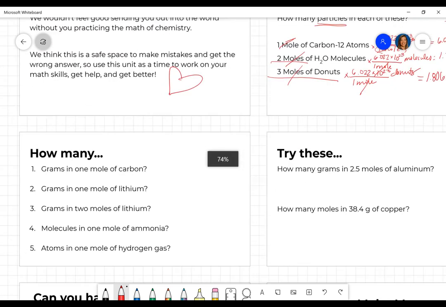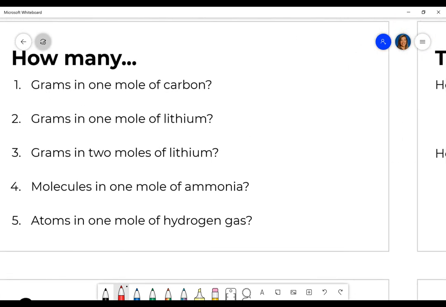Let's keep going. Let's just do a few more. Ooh, okay, so get out your periodic table. How many grams are in 1 mole of carbon? My numbers might be slightly different than yours. I'm using a different periodic table than what I sent you home with, because that's what I have at my house. So grams in 1 mole of carbon. We're going to go to our periodic table, right? What'd you get? Okay, I got 12.01 grams of carbon.